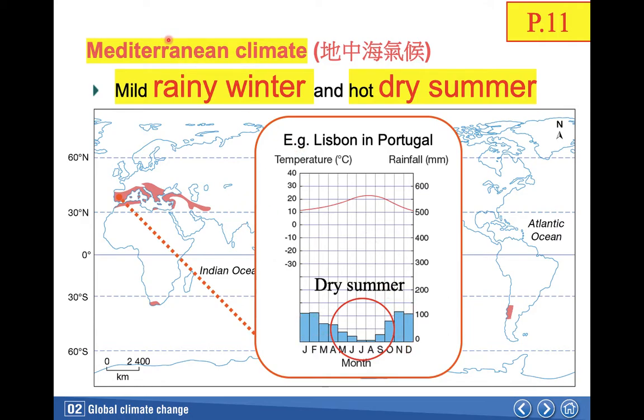So you can see the Mediterranean climate means they get a rainy winter and a hot and dry summer. It's a mild rainy winter, not a big rainfall like Hong Kong, but in their winter time they have mild rainfall. But in summer, you can see the temperature is over 20, quite hot, so hot and dry summertime. So Mediterranean climate, remember this word.